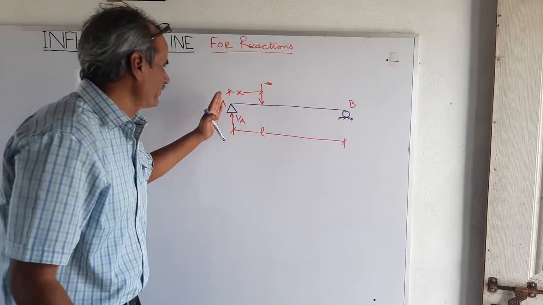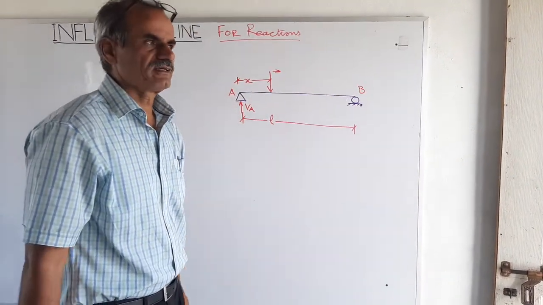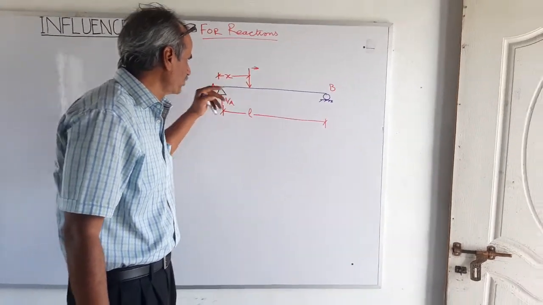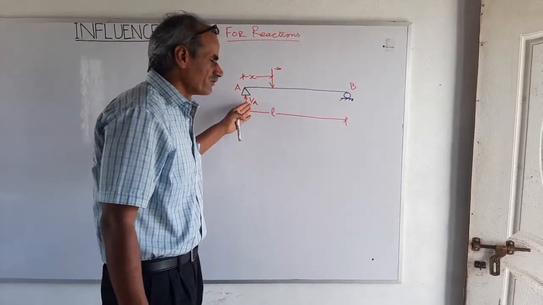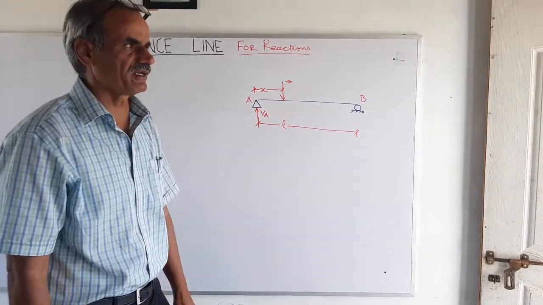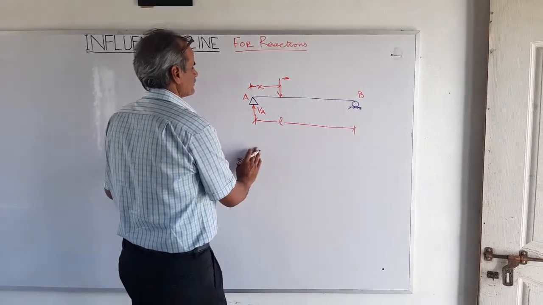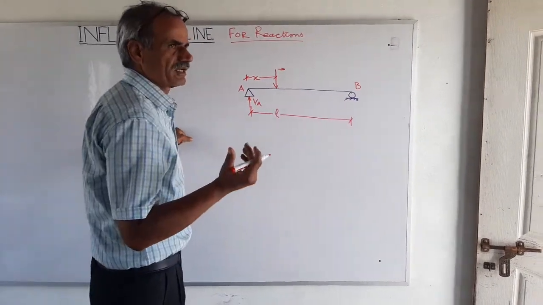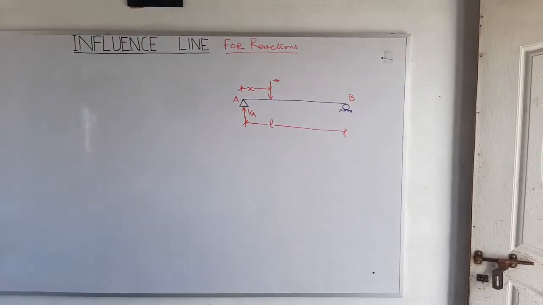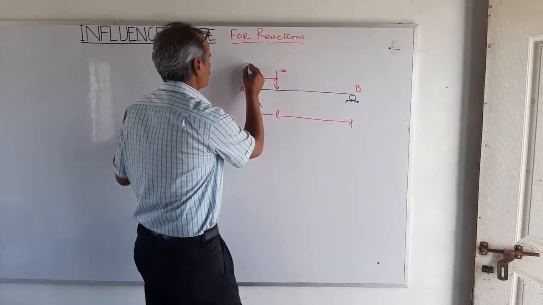because when the load starts moving from A and goes till B, you would appreciate that with respect to its distance from this support, the value of the vertical reaction at A shall change. Let's see how it changes. One thing is very clear, that at the moment this load is over here at this support.